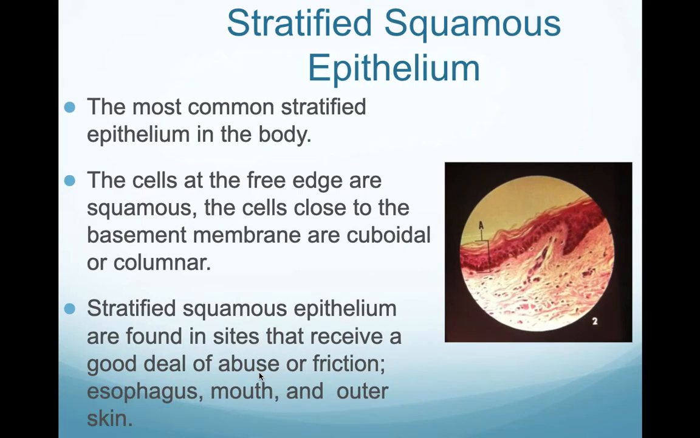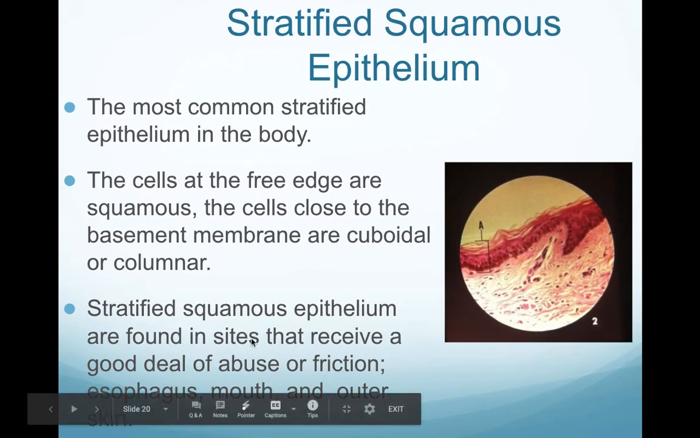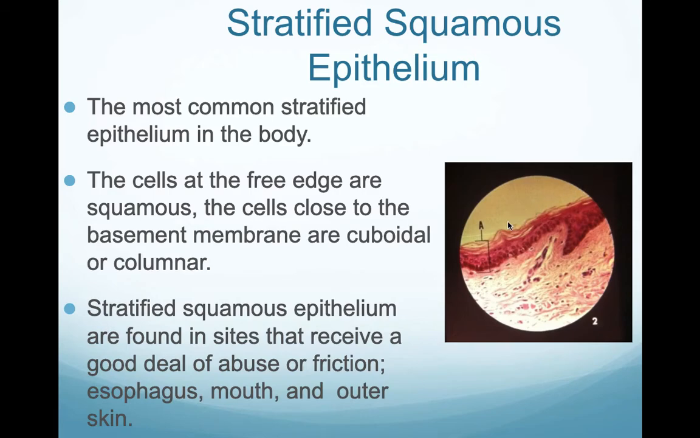Stratified squamous, this is a pretty common one. This is the most common stratified in the body, where you have a free edge, and you can see in this picture here, I have a free edge, but I have definite layers to my cells. So that's why it's a stratified squamous, because the top layer is squished. So stratified, multiple layers, squamous being squished.